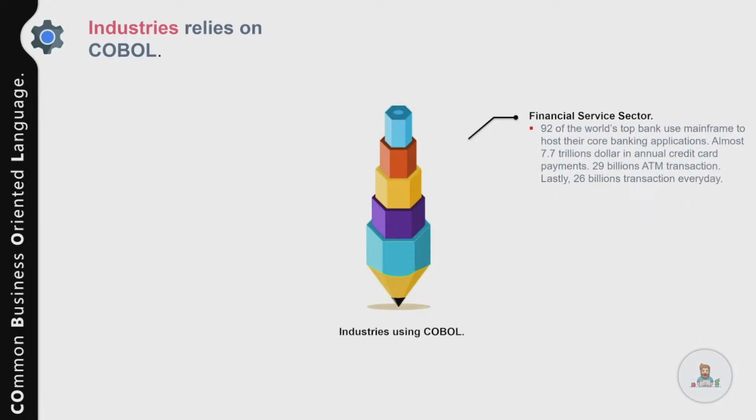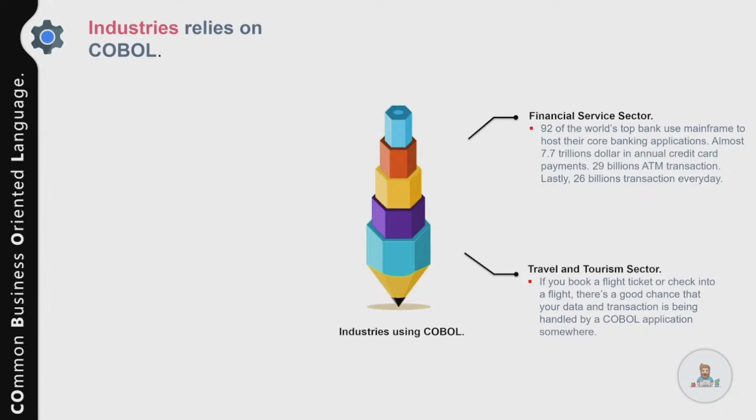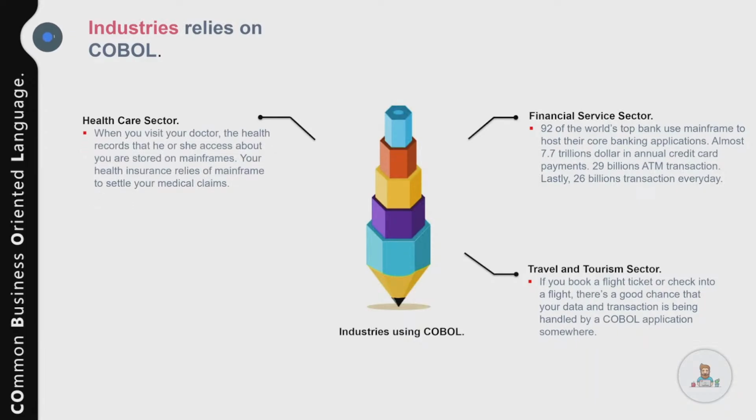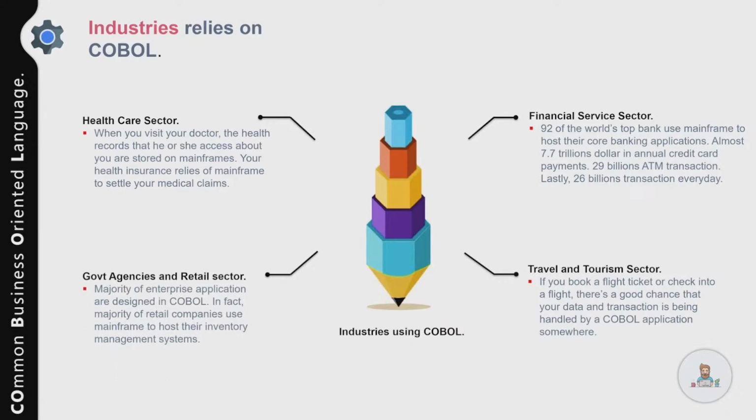In the financial sector, almost 92 of the world's top banks use mainframes to host their core banking applications. Almost 26 billion transactions are processed daily by COBOL applications. The next sector is travel and tourism. So if you have booked a flight or checked into a flight, then there is a good chance that your data or transaction is being handled by a COBOL application somewhere.